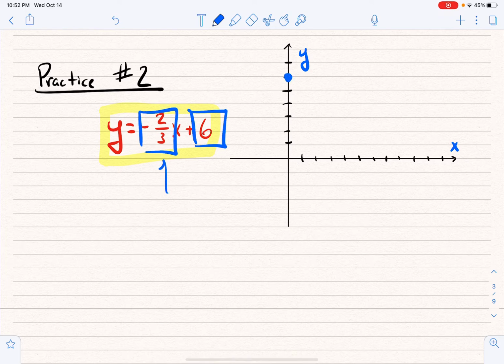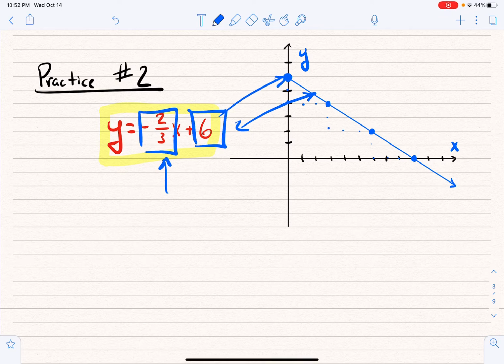It has a slope of negative 2/3, which means I go down 2 every time I go over 3. And I go down 2 every time I go over 3. Down 2 over 3. And it's that simple. So this right here would be the graph of this equation. Okay? Y equals negative 2/3, that's the slope, x plus 6, that's the y-intercept. Okay? Simple enough. Hopefully this is what you got, or you have something relatively close to it.